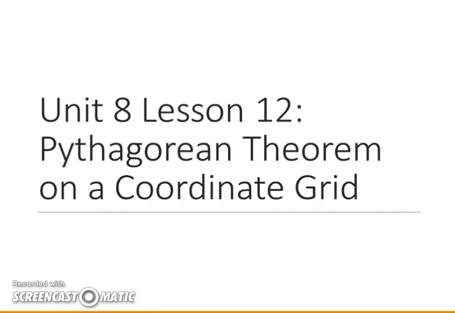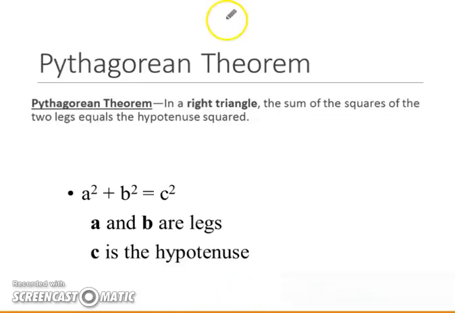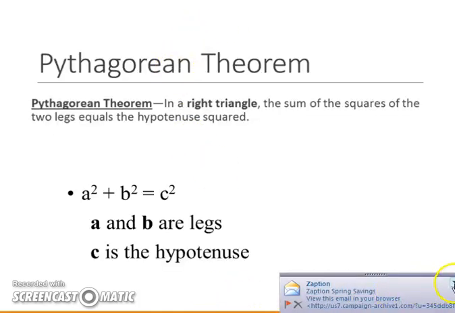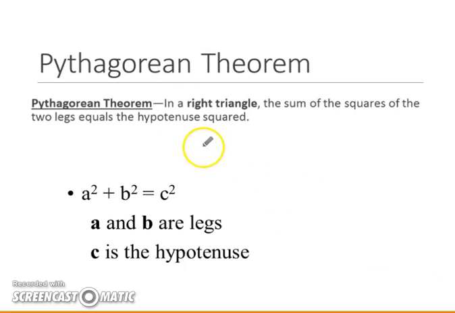Hello everybody. Today we are looking at Unit 8, Lesson 12 on the Pythagorean theorem on a coordinate grid. And just a review of the Pythagorean theorem, it's a right triangle and the sum of the squares of the two legs is equal to the hypotenuse squared. And we can use the formula a squared plus b squared equals c squared, where a and b are the legs and c is the hypotenuse.